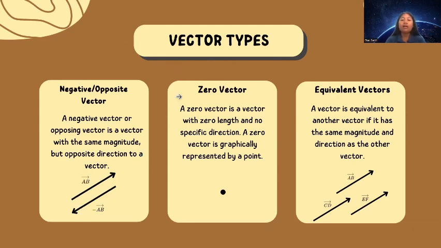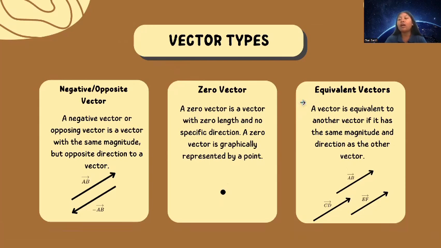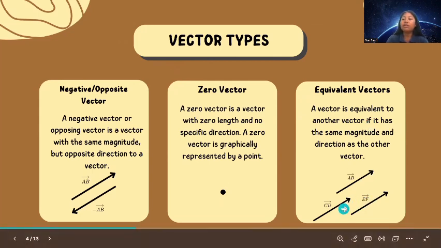Zero vector. A zero vector is a vector with zero length and no specific direction. A zero vector is graphically represented by a point. Look at the image. And next, equivalent vector. A vector is equivalent to another vector if it has the same magnitude and direction as the other vector. And for the example, look at the image: vector AB, vector CD, and vector AF.